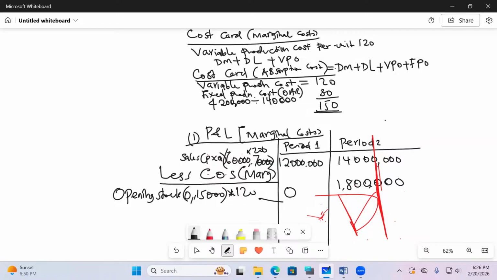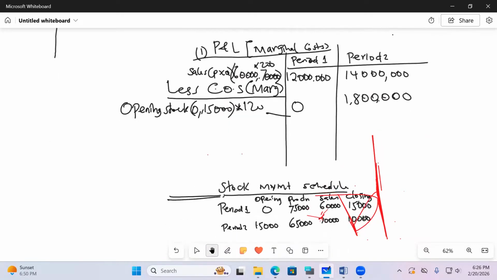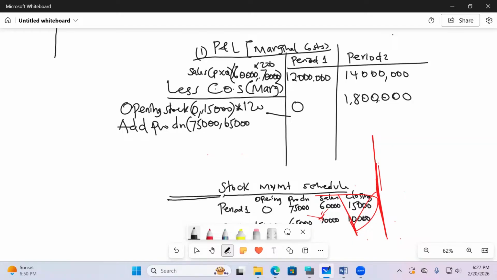Now, ladies and gentlemen, having written down the opening stock, we know that the next thing will be for us to add production. So do we know the number of units that we produced? Yes, we can see them here. They are 75,000 and 65,000 respectively. Remember, what you produce is part of your inventory. It is still there.